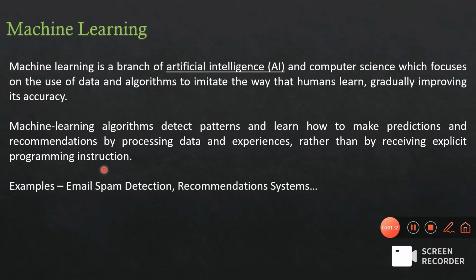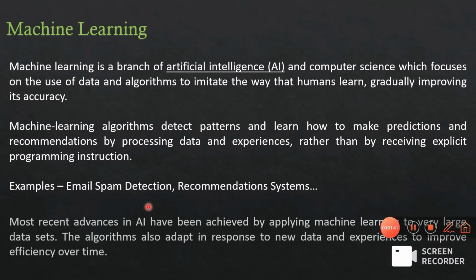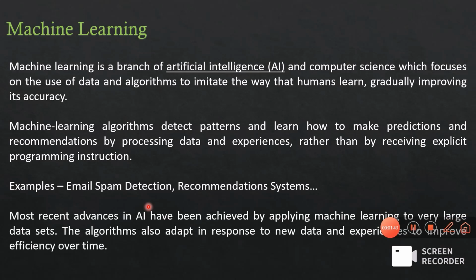Some of the real-time examples of machine learning are email spam detection, recommendation systems, and many others. And the most recent advances in artificial intelligence have been achieved by applying machine learning to very large data sets. The algorithms also adapt in response to new data and experiences to improve efficiency over time.